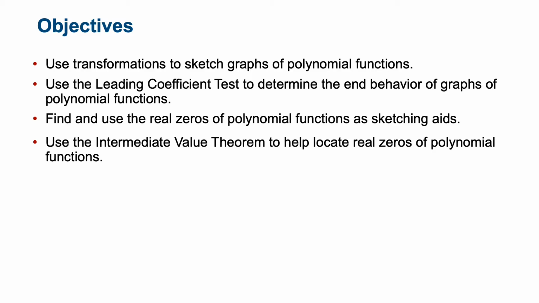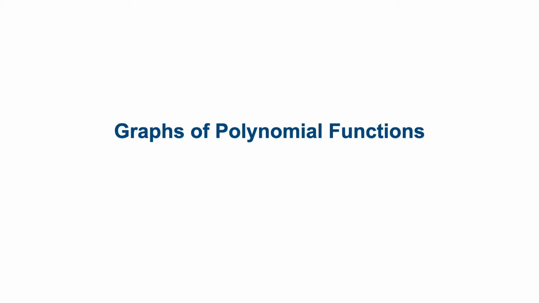So what are our goals? Our goals are to use transformations to sketch graphs, learn the leading coefficient test to determine how the graphs look at their ends, the end behavior, how to find and use the zeros of polynomial functions to help draw the graph, and then finally use the intermediate value theorem to help also locate real zeros. Okay, so let's get into it.